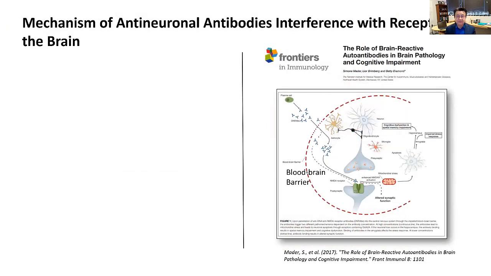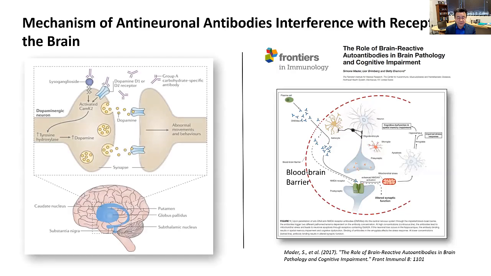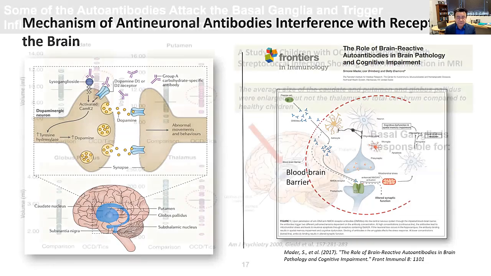So the mechanism of anti-neuronal antibodies interfering with receptors is pretty universal. There are multiple different targets and multiple different antibodies that have been identified, some rarer than others. But what we're going to talk about today is what I believe are some of the top five most common autoantibodies that are involved in a lot of these different types of symptom presentations.